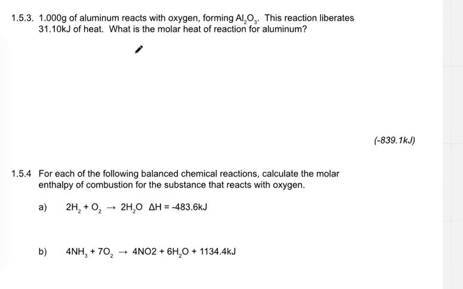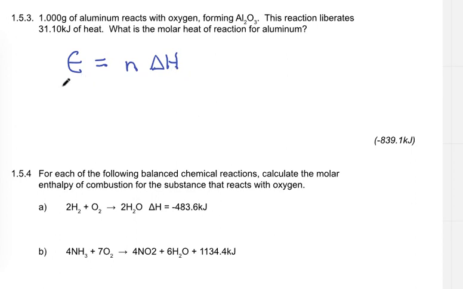1 gram of aluminum reacts with oxygen. This reaction liberates... okay, so we have a reaction that releases a total of 31.10 kilojoules of heat. And 1 gram of aluminum went into that reaction, and they're asking what is the molar heat of reaction for this aluminum, as in what is its delta H. They said molar, so they're talking about this one. And this number is going to be measured in kilojoules per mole of aluminum.